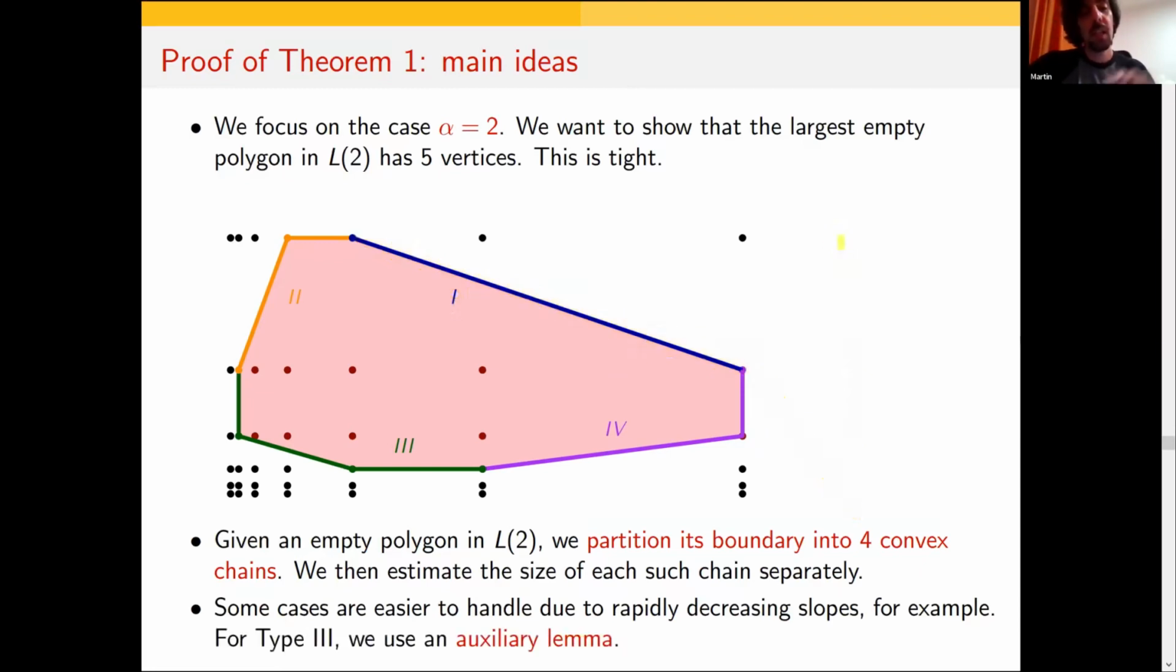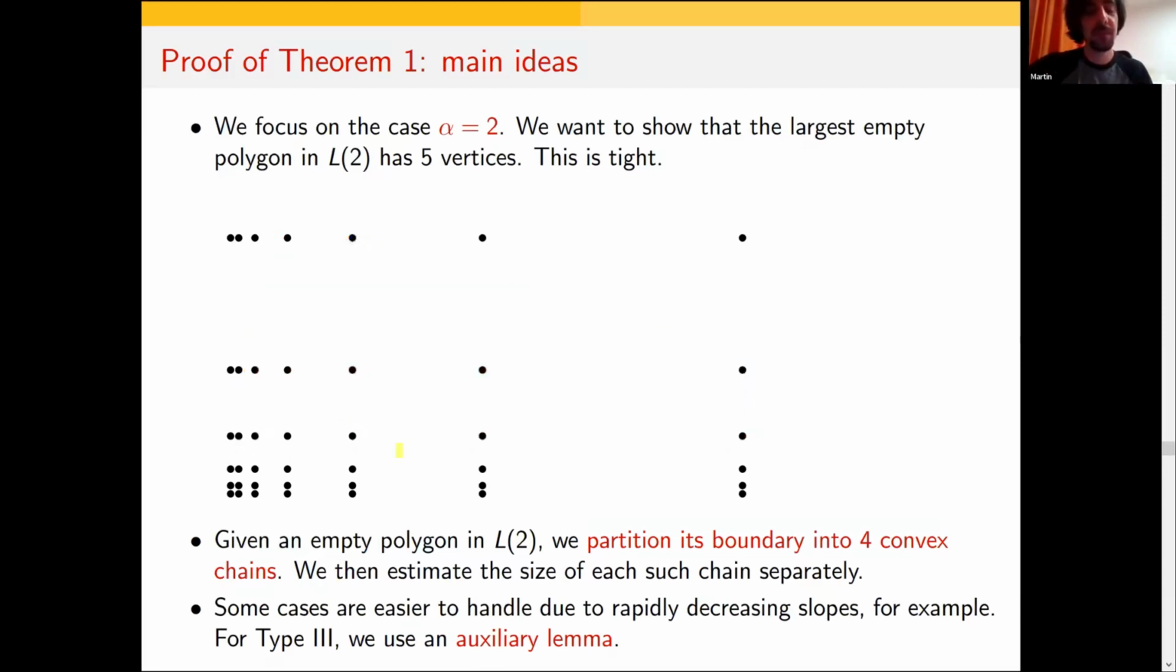Some of the other types are more difficult. So types 2 and 4 are more difficult than 1, but they are easier than 3. And they are actually symmetric. So if you deal with one of them, then you deal with both. But this type 3, this is the most difficult one. And to handle it, we used a certain auxiliary lemma that I will try to demonstrate.